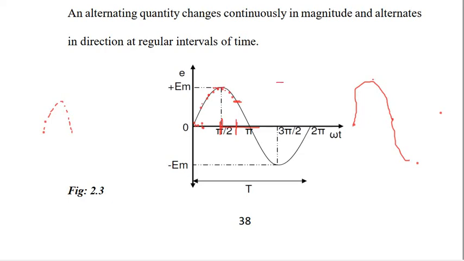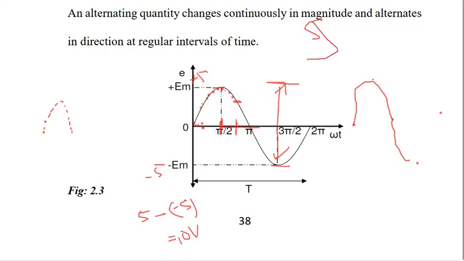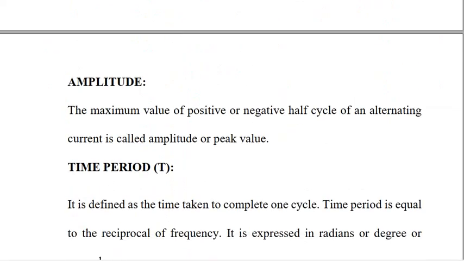One more factor is the peak to peak value. Peak to peak means the positive as well as the negative. The positive value is EM and the negative value is minus EM. So what is the entire voltage? For example, EM is 5. Here it is plus 5 and here it is minus 5. What is the potential difference between here and here? It is 5 minus minus 5, so the total value is 10 volt peak to peak, and 5 is the maximum value. This is how you mention it.